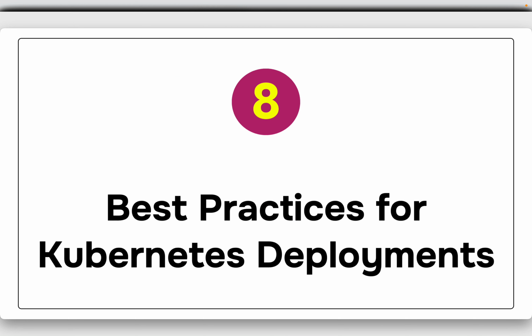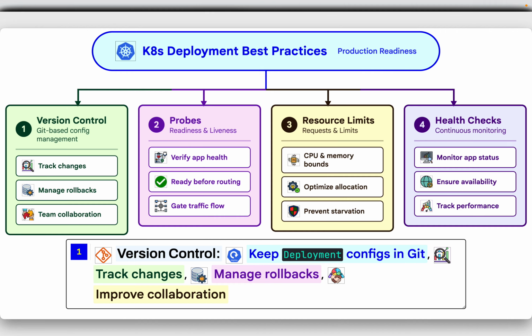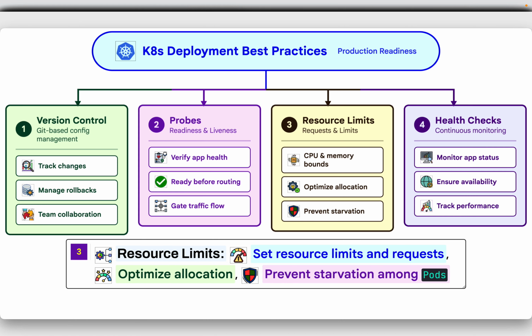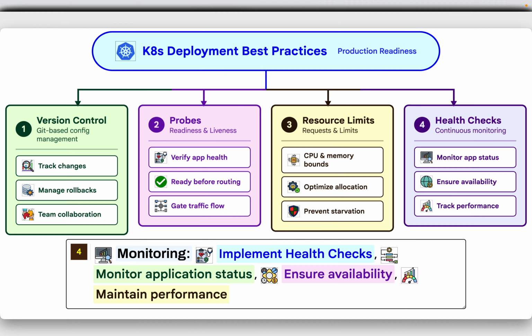Eighth topic is best practices for Kubernetes deployments. Keep deployment configurations in version control systems like Git to track changes, manage rollbacks, and improve collaboration. Use readiness and liveness probes to ensure that your application is healthy and ready to receive traffic before directing traffic to it. Set resource limits and requests to optimize resource allocation and prevent resource starvation among pods. Implement health checks to monitor the status of your application and ensure its availability and performance.